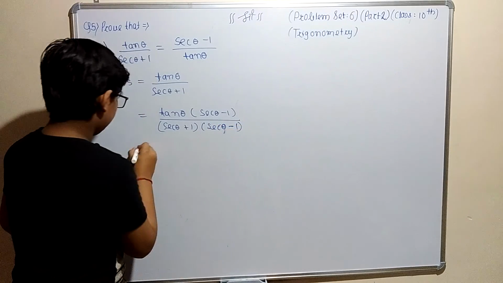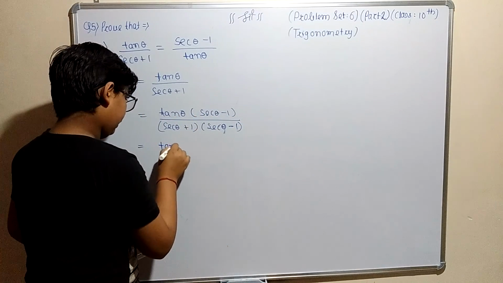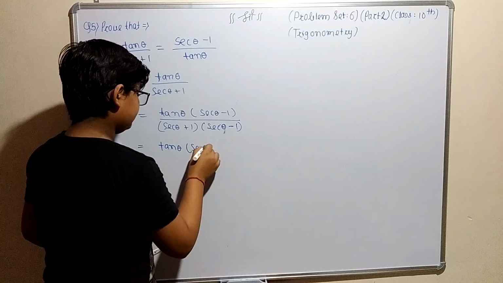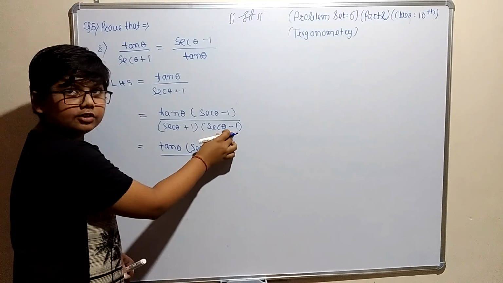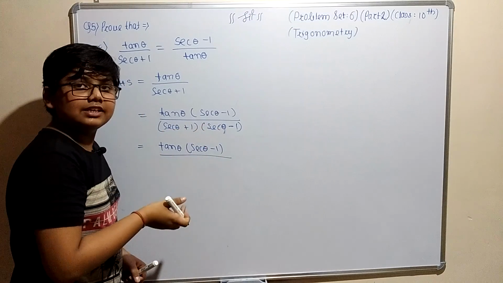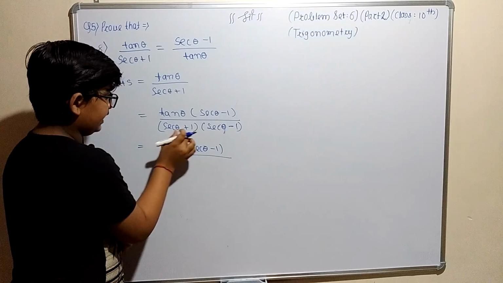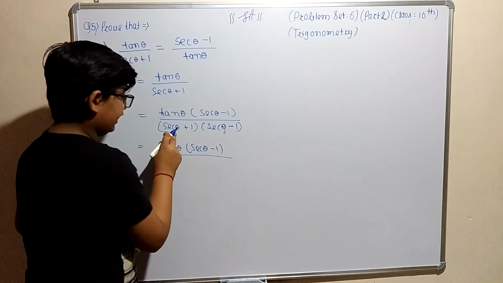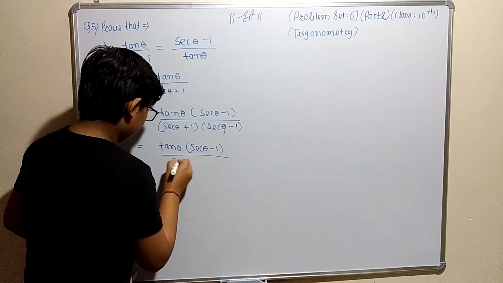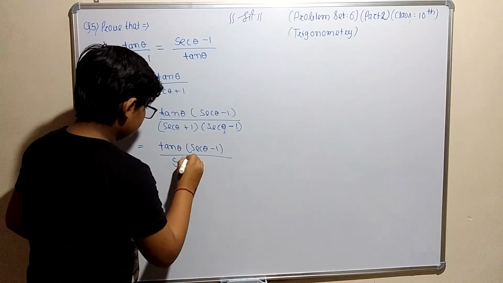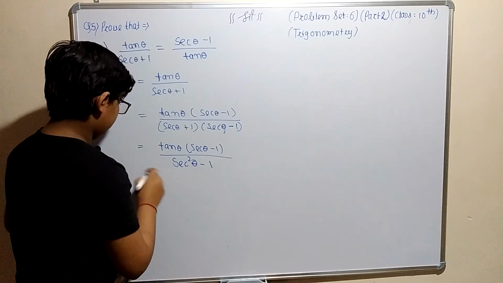So tan theta times sec theta minus 1 divided by sec theta plus 1 times sec theta minus 1. Now tan theta times sec theta minus 1, keep it as it is, divided by sec theta plus 1 times sec theta minus 1, a plus b into a minus b. It is in the format of a squared minus b squared. So we can write it as a minus b. So it will be sec square theta minus 1. 1 squared is just 1 only.